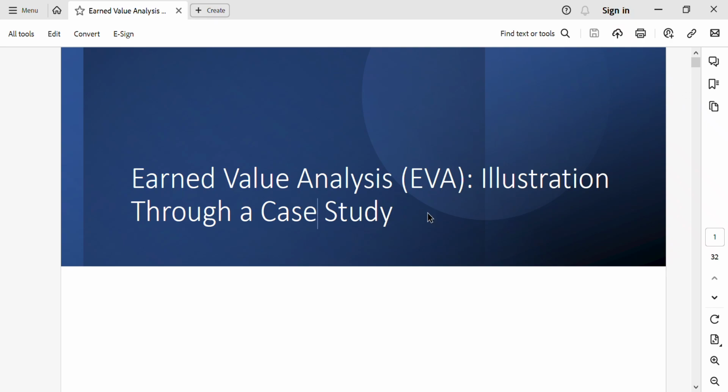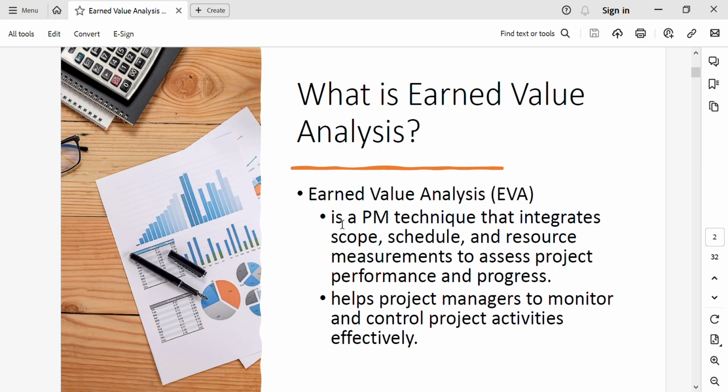Hello. In this session, we will learn how to apply earned value analysis. What is earned value analysis? It is a powerful project management technique that integrates scope, schedule, and resources to assess project performance and progress in terms of time and cost. It helps project managers to monitor and control project activities effectively and efficiently.